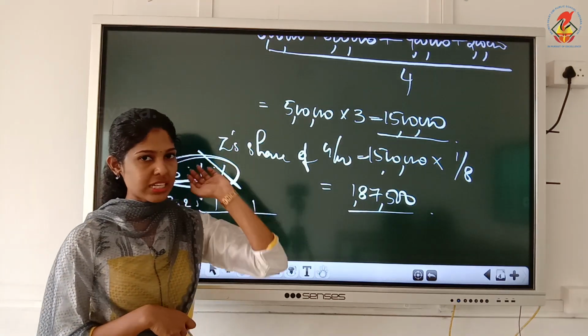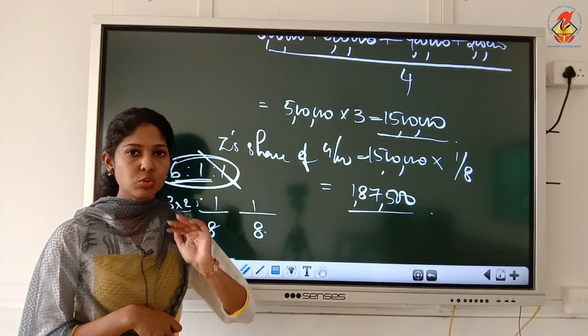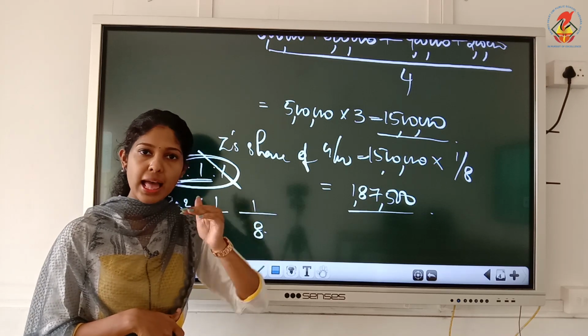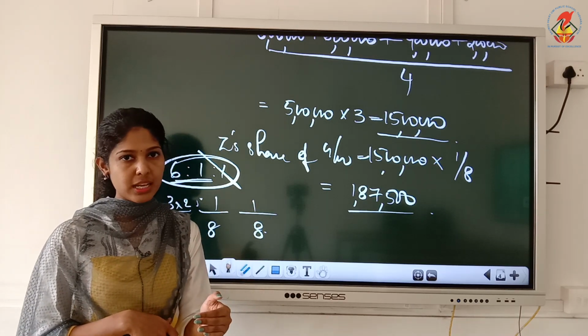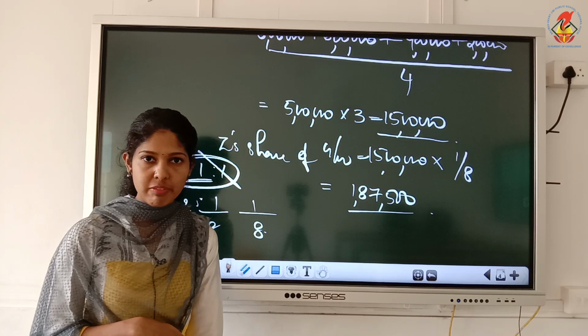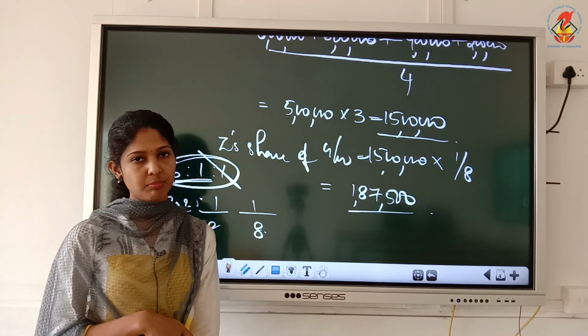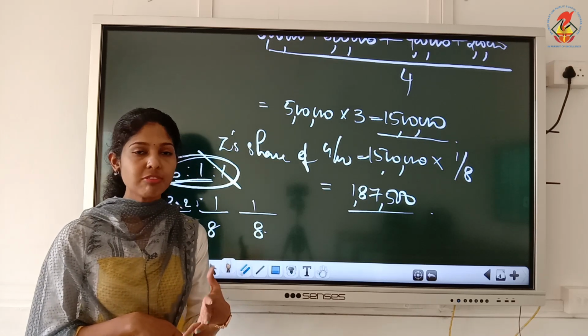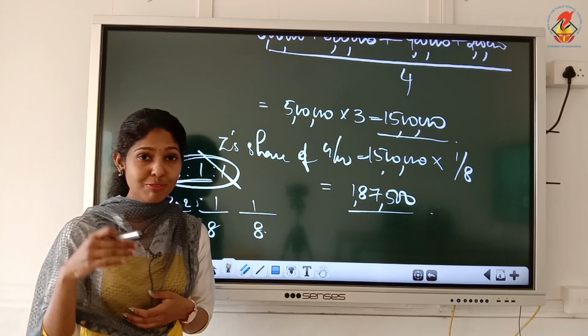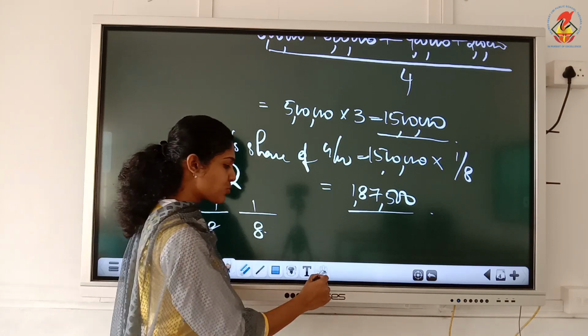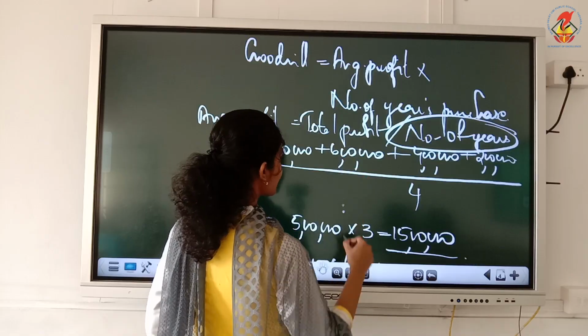So if you don't have time, like I told you before, you can just write by X and Y's capital account, total 1,87,500 you can write there. Understood? No need to divide if you don't have time, okay, or else we have to divide in this particular ratio 6:1.